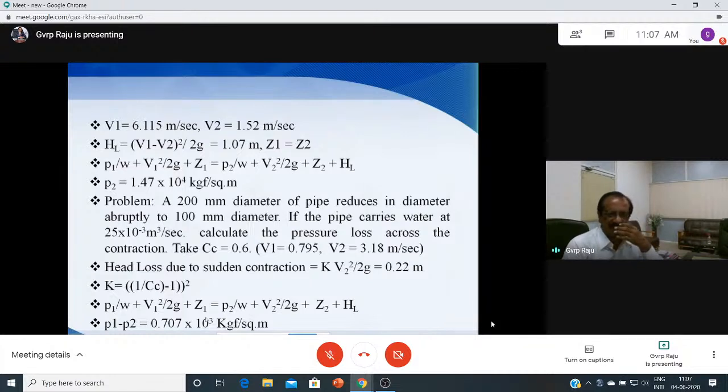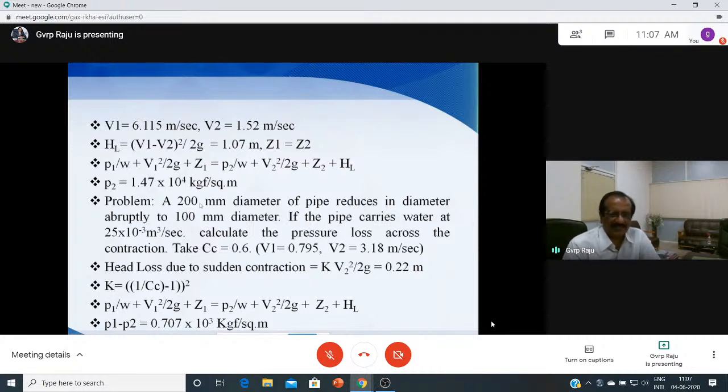Again, if you see here, this is another problem. A 200 mm diameter pipe reduces in diameter abruptly. Abruptly means sudden. Sometimes the students are confused about what abrupt means. Abrupt means there is a sudden change in cross section area. So when there is a sudden reduction in the diameter of the pipe, in other words, you need to apply the head loss due to sudden contraction.